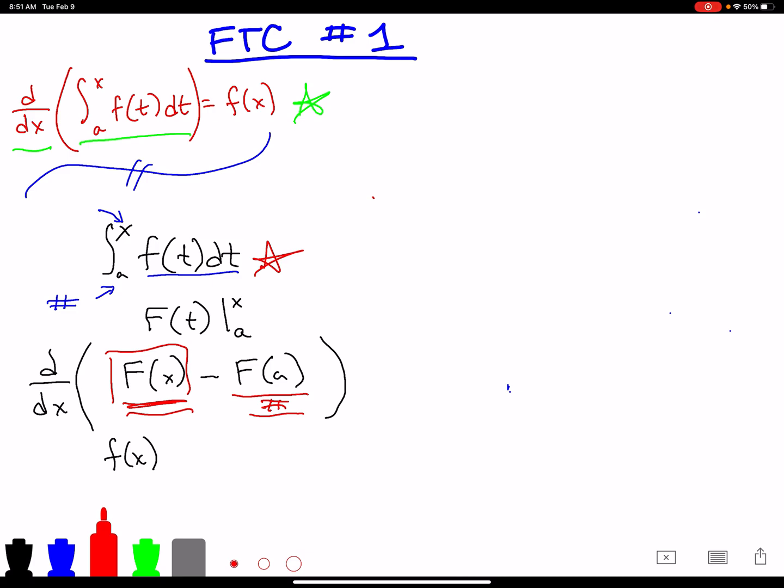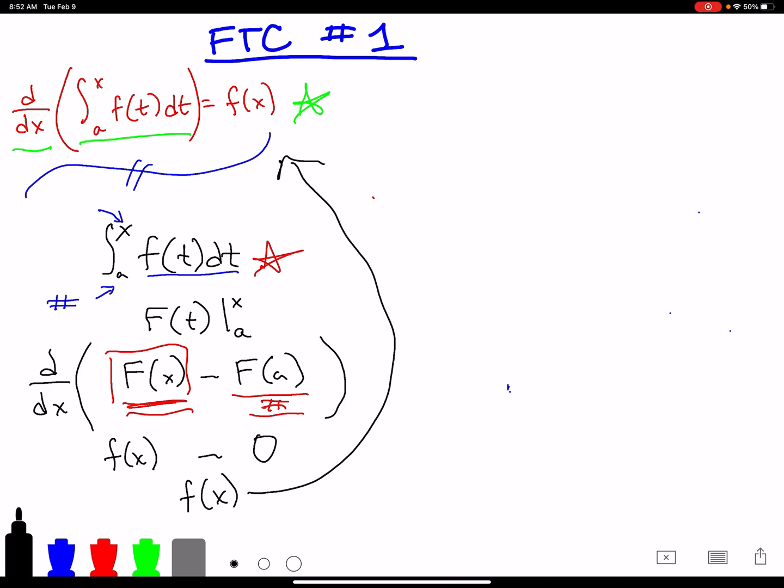Okay, now let's talk about this second part. Our antiderivative of a is going to be an actual number, we already talked about that, and if I take the derivative of any constant, you and I both know it's just 0. So I'm left at the very end, because that 0 is not doing anything, with f of x, which goes back to our rule. We said, if I take the antiderivative between our bounds a to x, then I take the derivative of it, I'm going to be left with that function itself, or f of x.